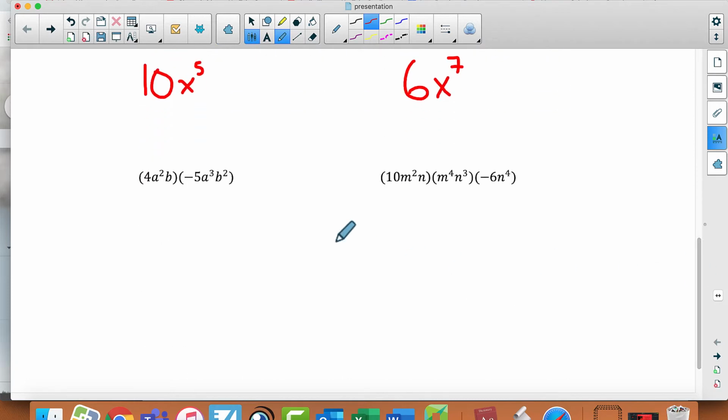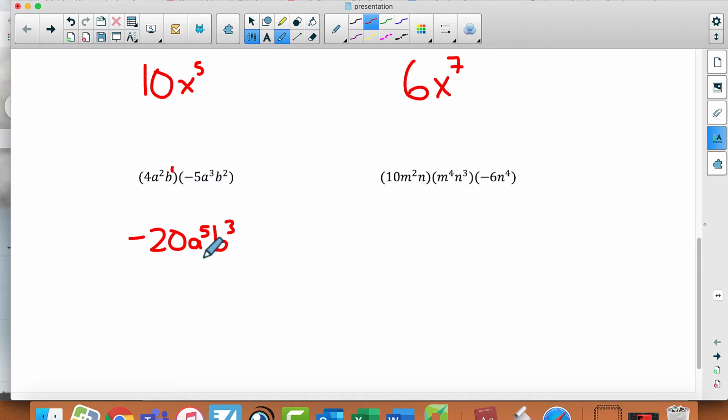So these are pretty fast, aren't they? Multiply the coefficients, 4 and -5. Well, it's just one negative, so our answer is going to be negative. 4 times 5 is 20. Now, you do one letter at a time. So the first one you look at is the a's. We have a squared and a cubed. Base stays the same, and add the exponents. 2 and 3 is 5. Now we do the b's. b to the 1 times b squared. Keep the base the same, that's your b, and then add 1 and 2, and you get 3.